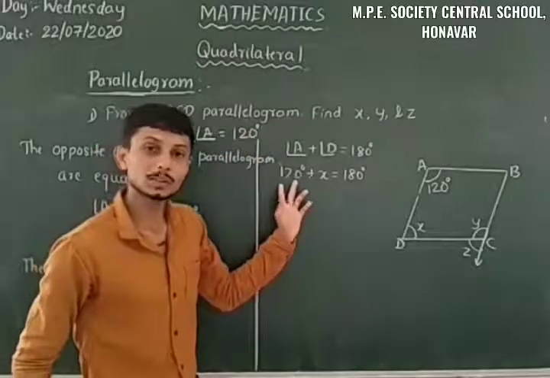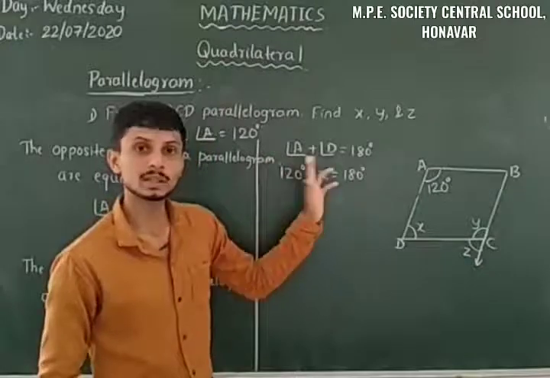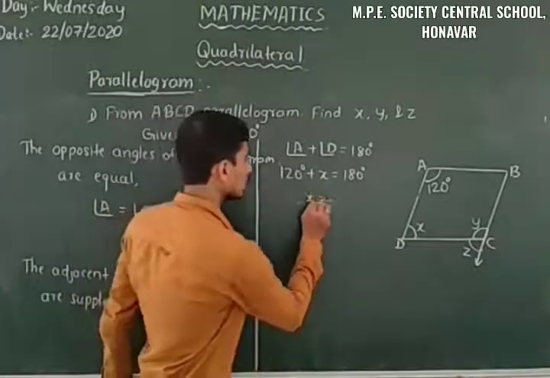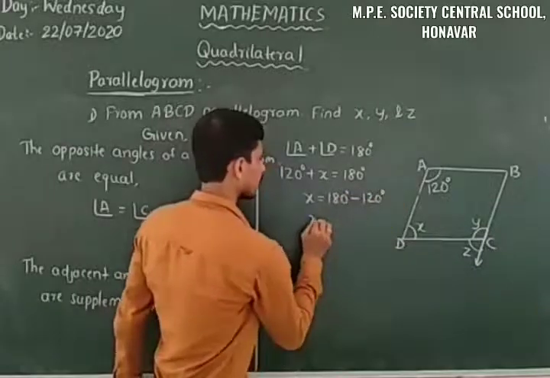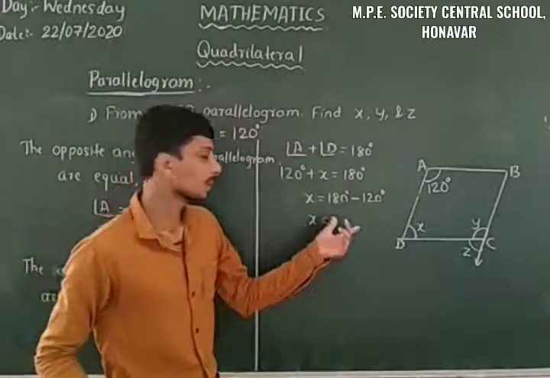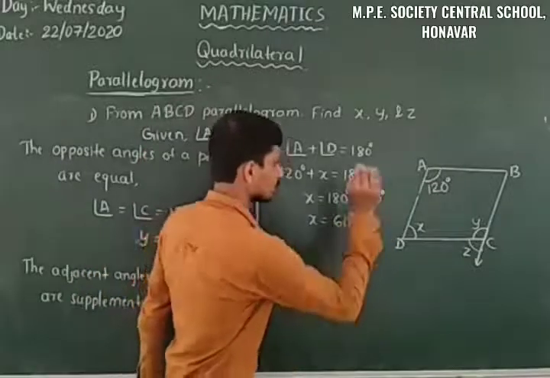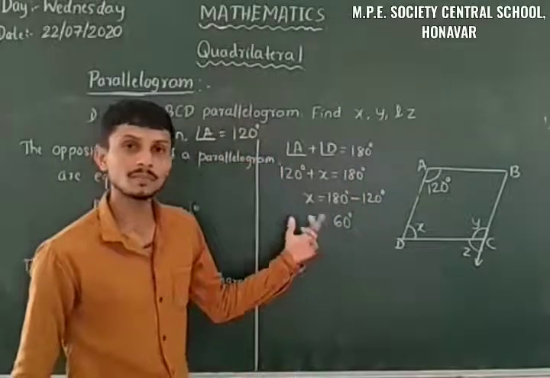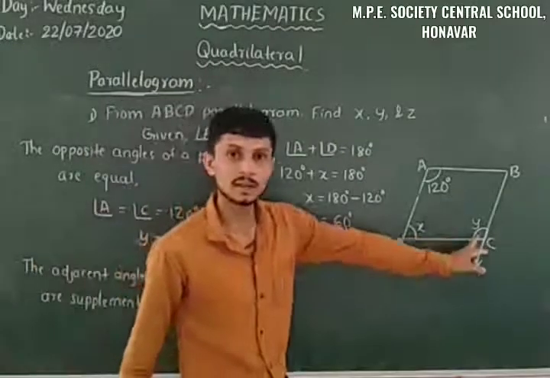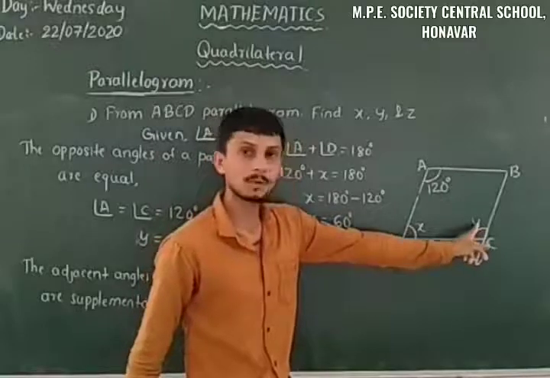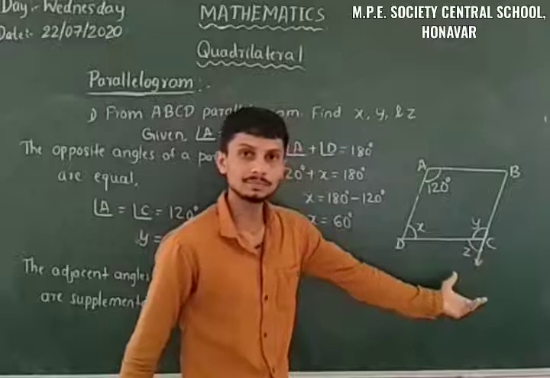Then we transpose this 120 degrees to the RHS: plus 120 degrees becomes minus 120 degrees. x is equal to 180 degrees minus 120 degrees. So x is equal to 60 degrees. 60 degrees is the value of x here. So we got the value of x and the value of y, and with the help of the value of y we have to find out the value of z.